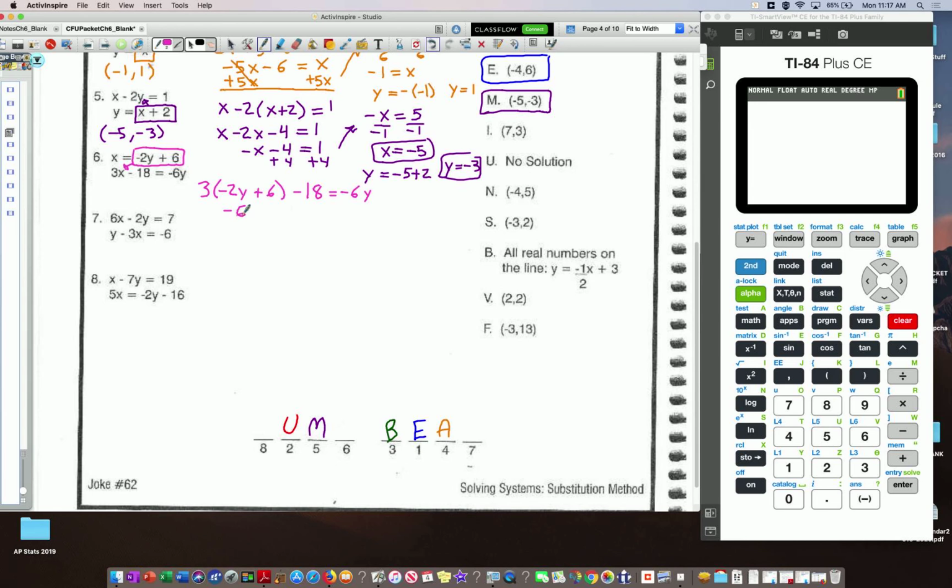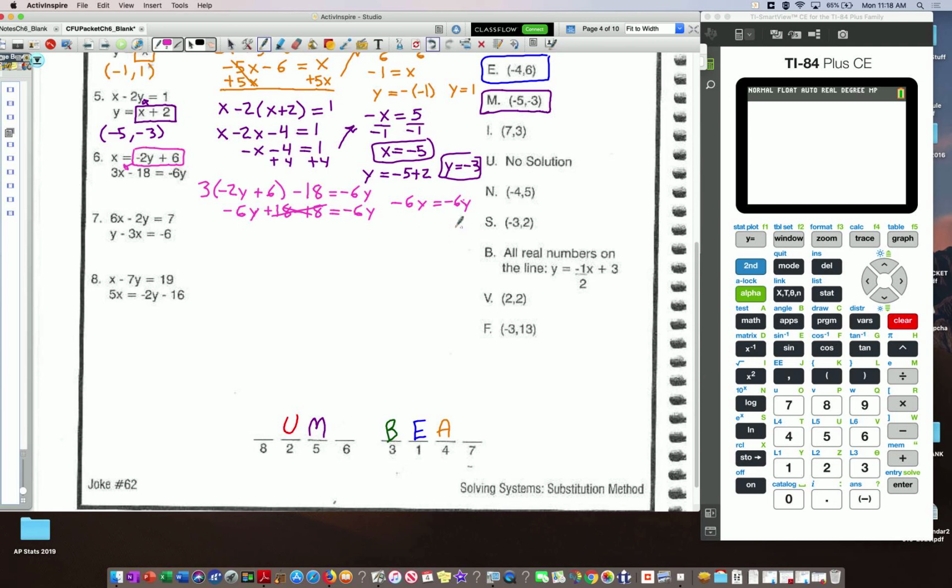So minus 6y plus 18 minus 18 equals negative 6y. Okay? So now what happens here is those cross out. And I'm left with this statement, negative 6y equals negative 6y. Since those are exactly the same, that tells us this must be the exact same line.